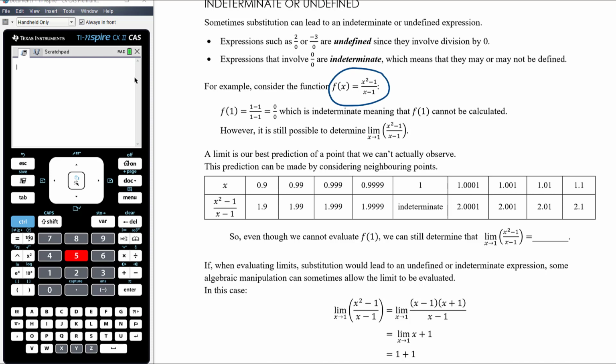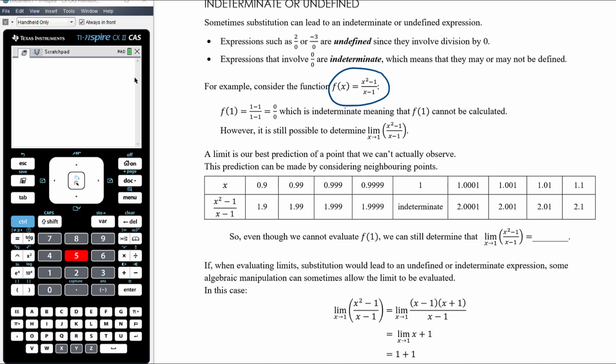So when we work out f of 1, substituting x equals 1 into the expression, we get 1 minus 1 over 1 minus 1, and we get 0 over 0, which is indeterminate, which doesn't necessarily mean that the limit doesn't exist, but it does mean that f of 1 cannot be calculated. However, it's still possible to determine the limit.